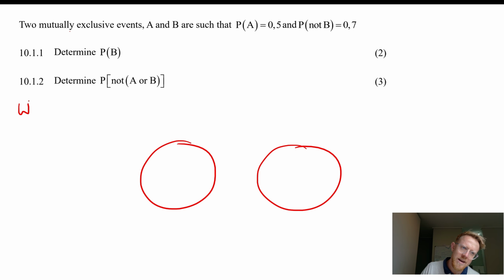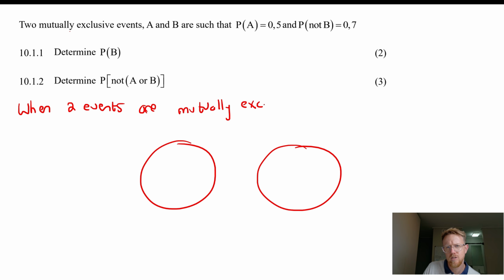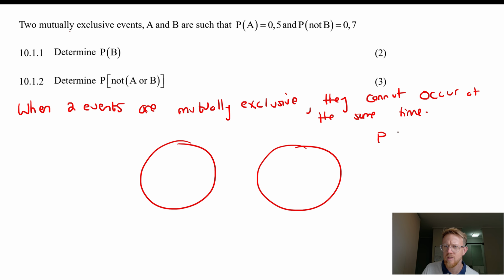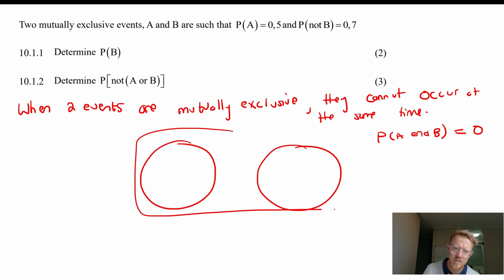So when two events are mutually exclusive, they cannot occur at the same time. So we say that the probability of A and B is 0. And graphically, this is what it looks like.